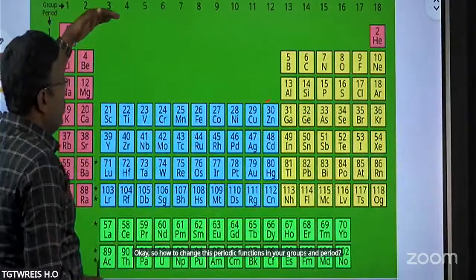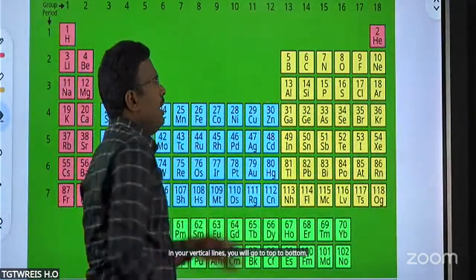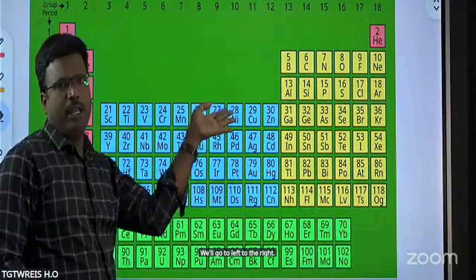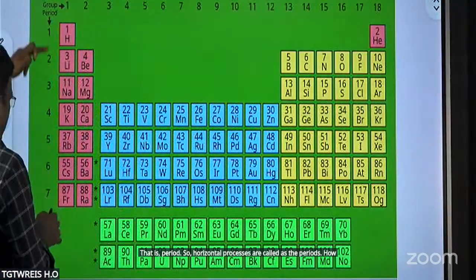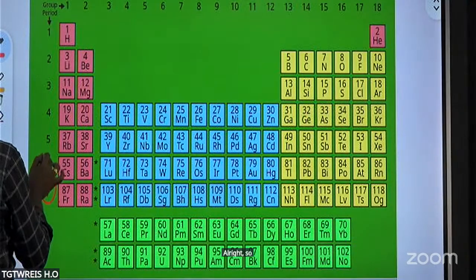What are the groups? The vertical lines, where you go from top to bottom, are called groups. When you go from left to right, that is a period. So horizontal rows are called periods. How many periods are there here? There are 7 periods.